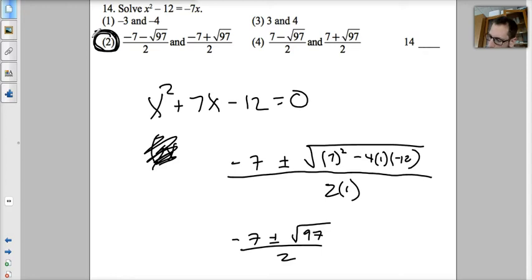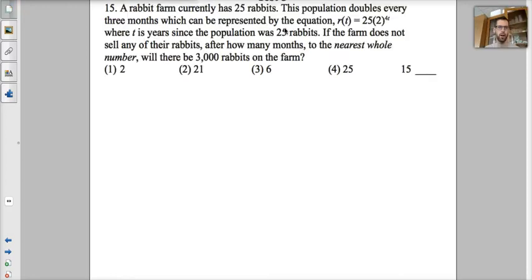All right, 15 says a rabbit farm currently has 25 rabbits, and the population is doubling every 3 months with this equation here, where t is the number of years since the population was 25 rabbits. So it's starting at 25, it's doubling. If the farm does not sell any of their rabbits, after how many months to the nearest whole number will there be 3,000 rabbits on the farm?